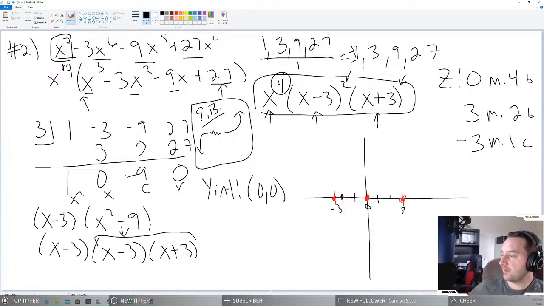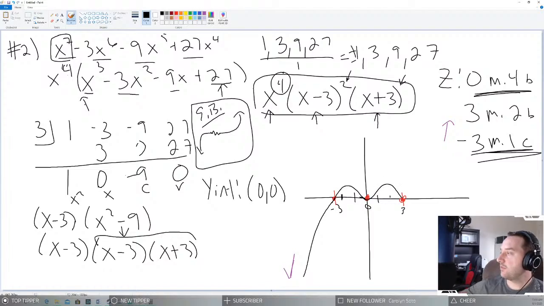My graph is going to start down here and it's going to end up there. So let's start down there with the end behavior. We're going to go to -3. At -3, my multiplicity was odd, so it's going to cross through. At 0, my multiplicity was even, so it's going to bounce. And then at 3, my multiplicity was even, so it's going to bounce. And so there's a sketch of my graph.